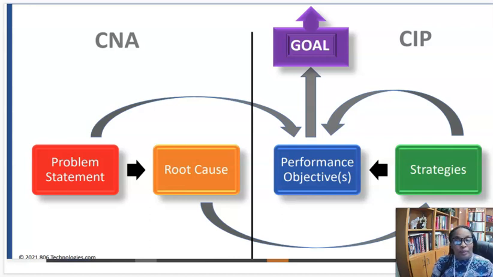So from our problem, then we go look at the root cause, and then we find strategies that will help us with our root cause, that will help eliminate it, and then have performance objectives. So how are we going to address it so that we can reach our goal? What is the ultimate factor that we want to occur from our problem? If we say there's a problem, what's the solution? So with our CNA, we're focusing on the problem and root cause, but then the CIP focuses on the exact thing that we're going to do to make the change. Got to make a change.